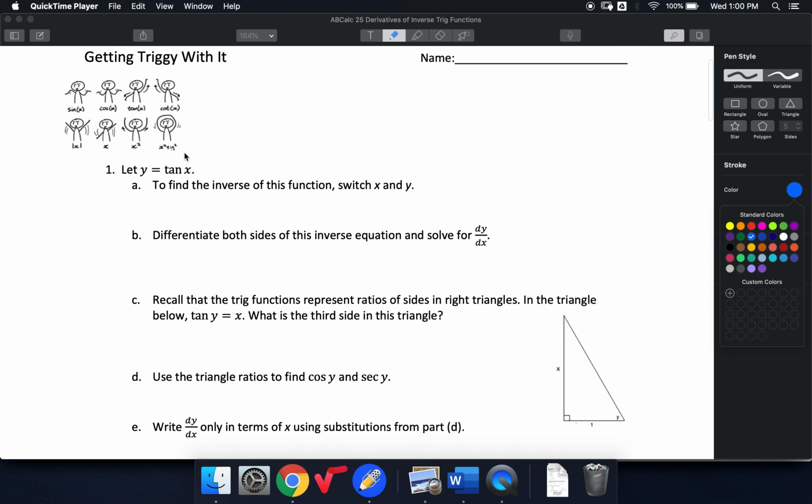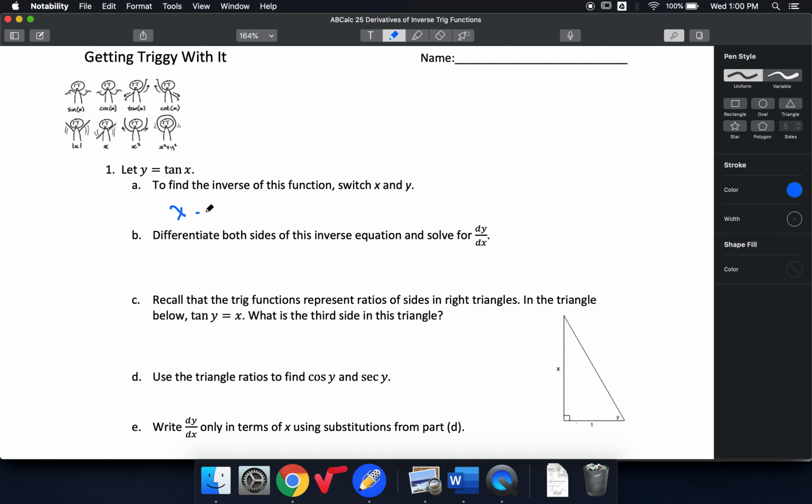So let's think about y equals tan x. If I wanted to find the inverse, well, that goes back to our pre-calc days, and I'm just going to switch the x and the y. So the inverse is going to be that x is equal to tan y. This, of course, is equivalent to saying that the inverse of tan x is tan inverse of x, right? So I could do the tan inverse on the other side, but I don't know the derivative of tan inverse. That's what we want to figure out.